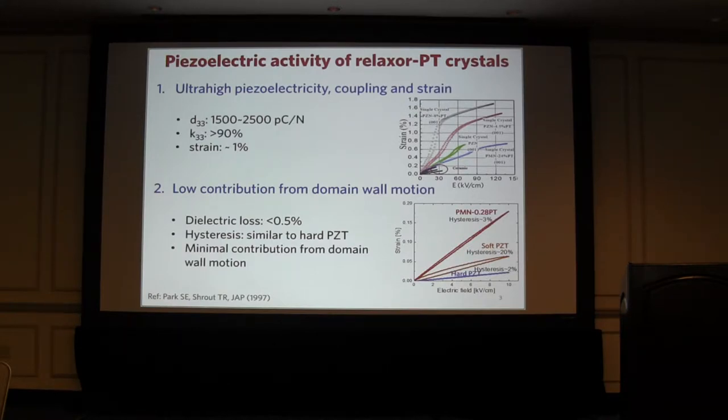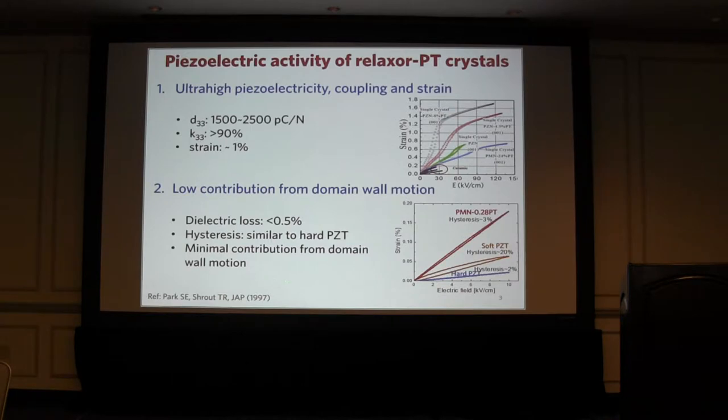First, the relaxor-PT crystals have a very high piezoelectric coefficient and also a very high electromechanical coupling factor K33, which is larger than 90%, and also electric field induced strain. You can see from this figure, the strain is much higher than the soft PZT ceramics. And the second characteristic is that the hysteresis in the electric field induced strain is very small. You can see in this figure, the hysteresis in the PMN-PT crystal is much lower than the soft PZT ceramics and comparable to the hard PZT ceramics.